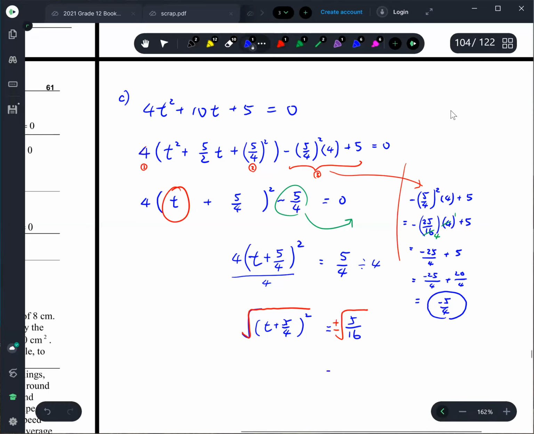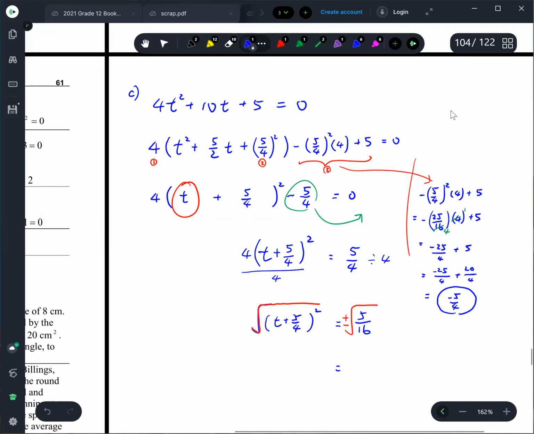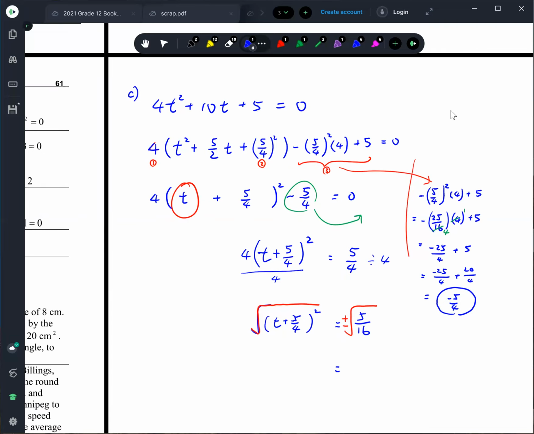So what happens on the left side now? I don't remember. The square will cancel out with the square root, right? That's the whole purpose. So what's left? Sorry, I thought you were talking about the right side. Yeah, so the left side is square root and then t plus 5/4. The square root and the square canceled out. So it's just t plus 5/4.